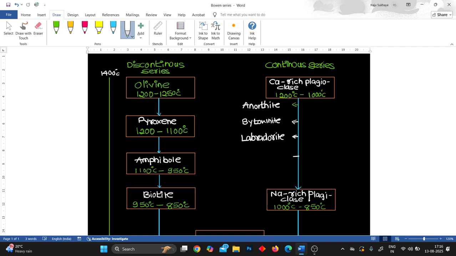Labradorite. Next mineral after labradorite that is going to form is andesine. After andesine, we are having oligoclase. And after that one, the next mineral that is going to form is albite.